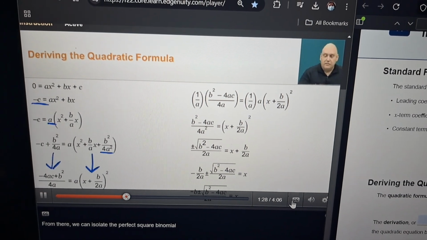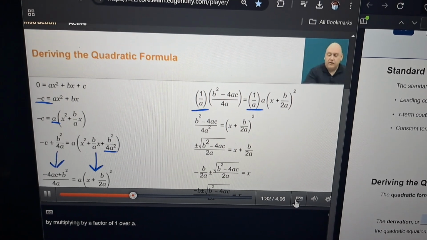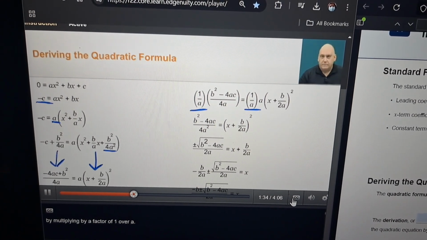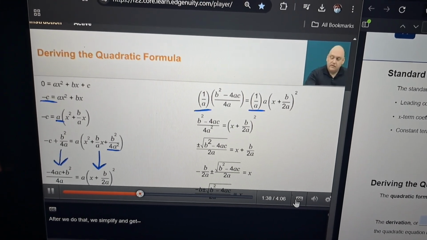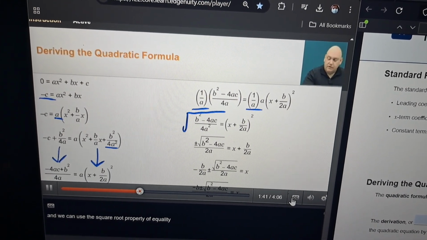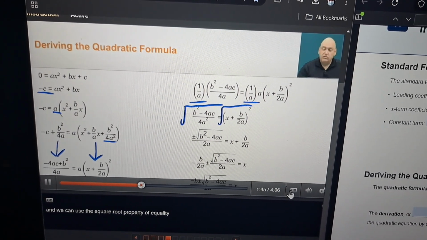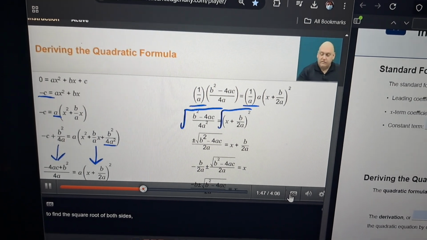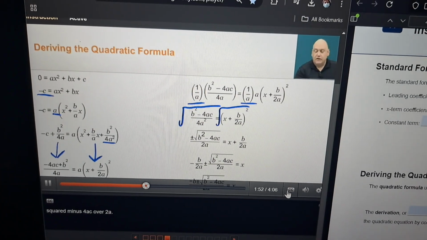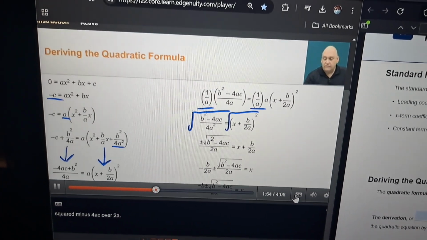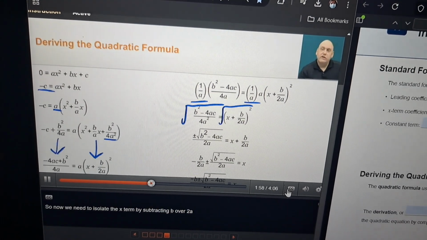From there, we can isolate the perfect square binomial by multiplying by a factor of 1 over a. After we do that, we simplify and we can use the square root property of equality to find the square root of both sides, leaving us with plus or minus the square root of b squared minus 4ac over 2a. And that's equal to x plus b over 2a.